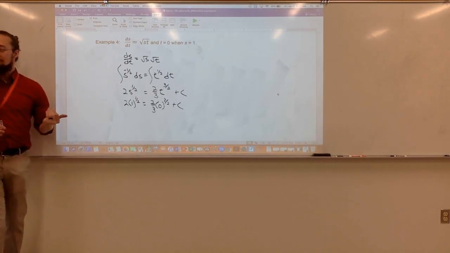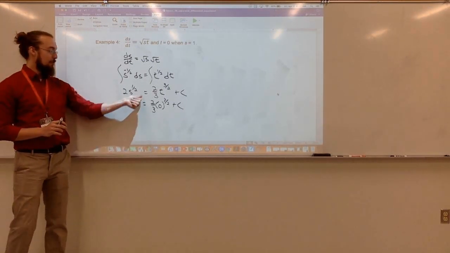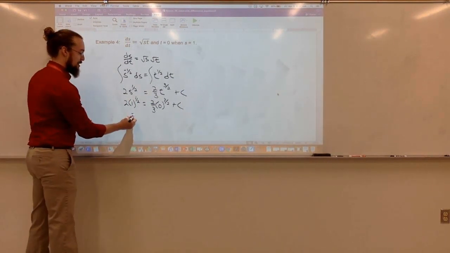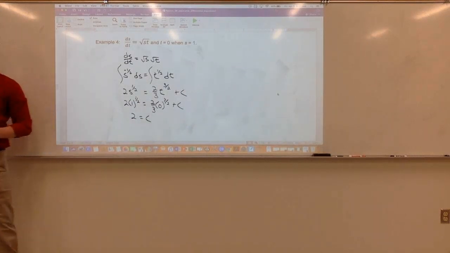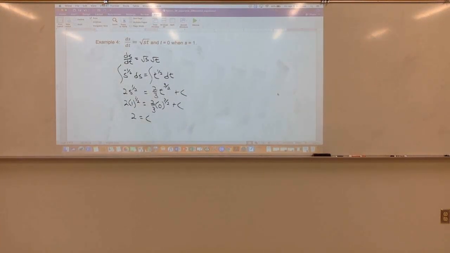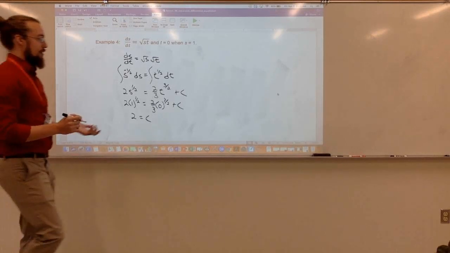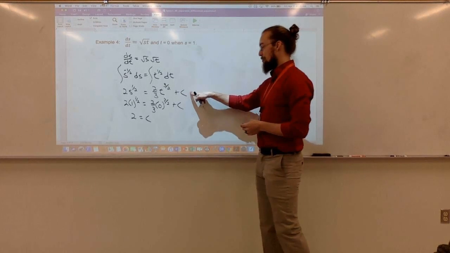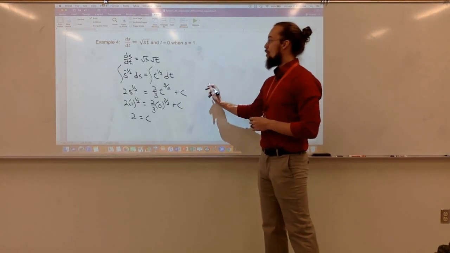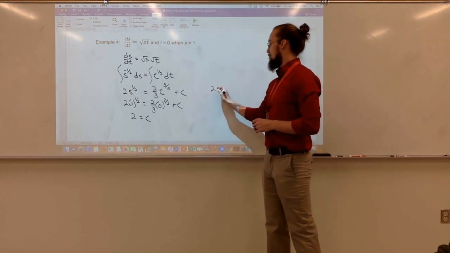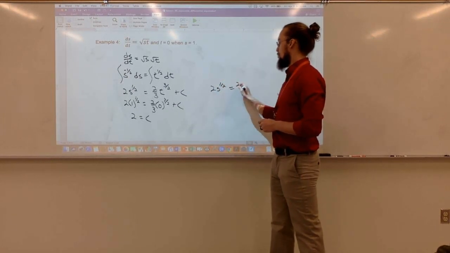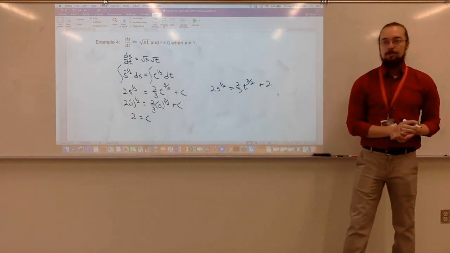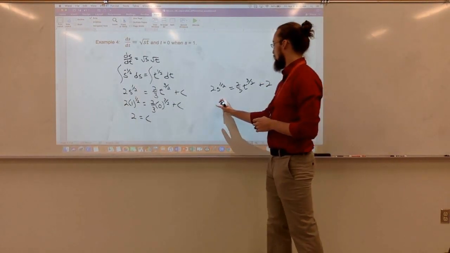Are you talking about the left side of the equation? Yeah. So 1 to the 1/2 would be 1 times 2 would be 2. So we just end up with c equals 2. Then we can plug 2 in for c and solve for s. So 2s to the 1/2 equals 2/3 t to the 3/2 plus 2. Divide by 2.